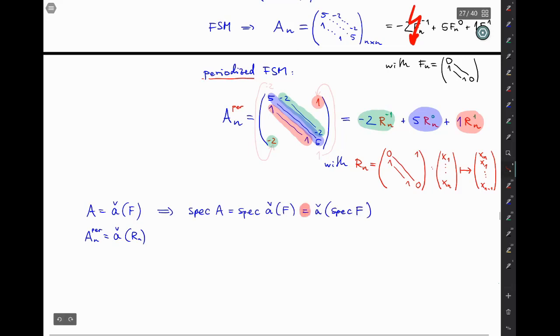And this is the key step here. So we just say that the spectrum of this matrix function or operator function is just the same function applied to the spectral values of this operator F, the forward shift. Okay, and now we can simply copy the same line down here, only with the other operator here. And then it remains to recall that the spectrum of the forward shift is just the unit circle.